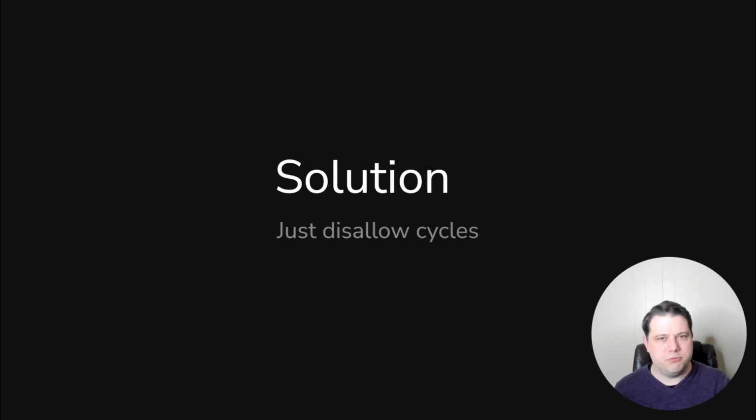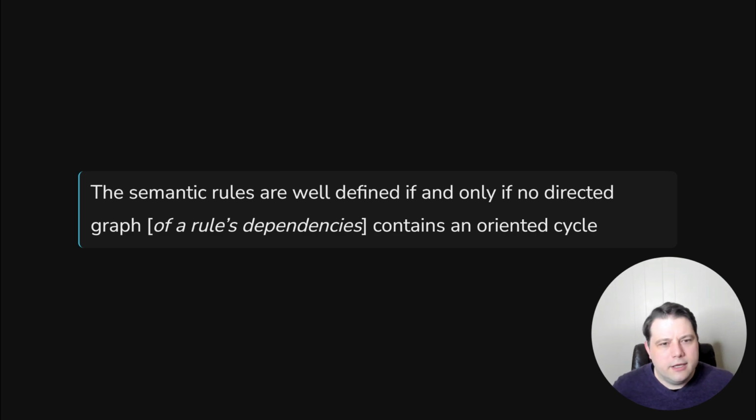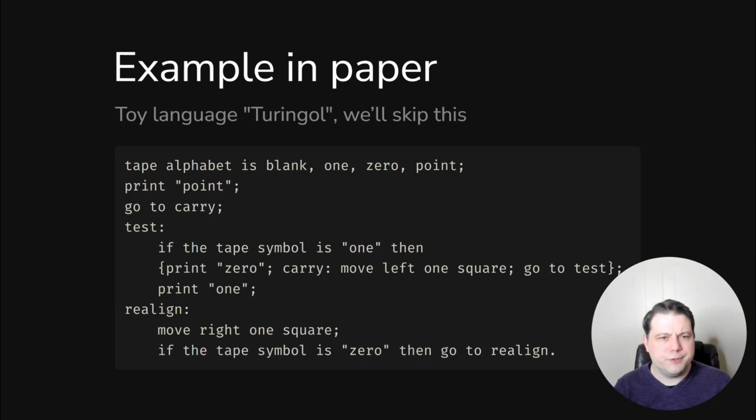Cycles would be a problem, so no cycles are allowed. That's it. That's all we need to do. More formally, the semantic rules are well defined if and only if no directed graph contains an oriented cycle. And the graph we're talking about is the graph of the rules' dependencies on each other. So that's not actually that much of a problem, because we have algorithms for detecting if a graph has a cycle in it. So we can know up front if we're dealing with a grammar that is always going to give us valid results.